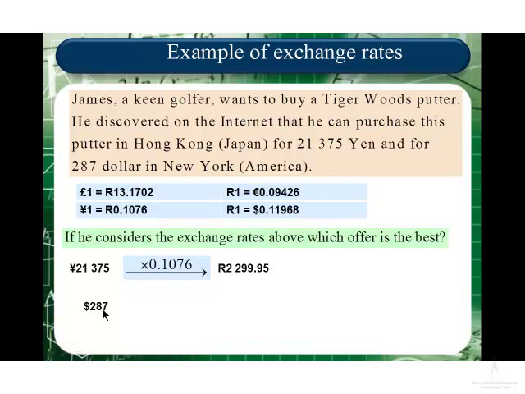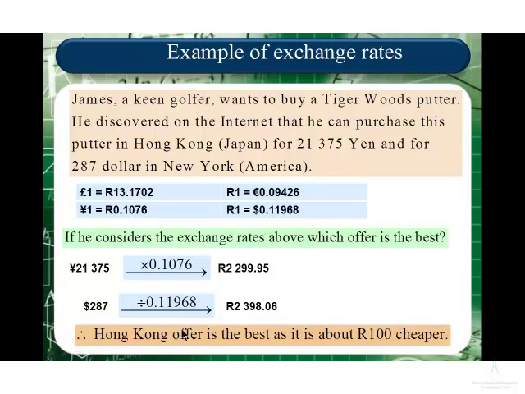So 287 American dollars. I have the exchange rate 1 rand in terms of dollars, and I would like to exchange dollars to rands. So whenever it is in the reverse order like this, I have to divide by this ratio, as we have seen before. So we divide by the ratio in such a case to change the dollar value to the rand value. And if you do that, use your calculator, you see that the cost in America of the same putter will be 2,398 rand and 6 cents. So clearly, the Hong Kong offer is the best, as it is about 100 rand cheaper than the offer from America.